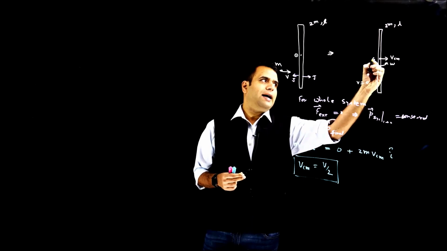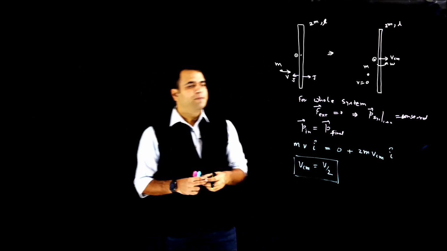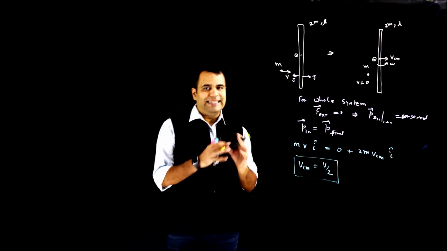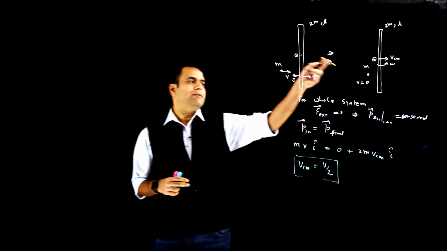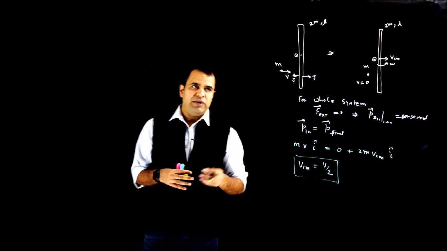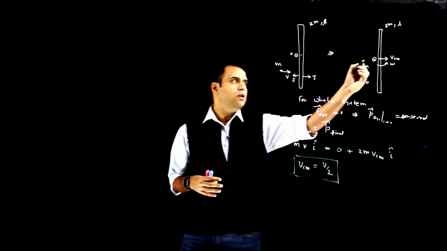So I'm assuming the axis just adjacent to the center of mass of the rod. That we do because we want to make the equations a little bit easy. So this is my axis I'm assuming, because if you want to apply conservation of angular momentum, you have to select the axis first. So this is my axis. I'm calling this axis O.